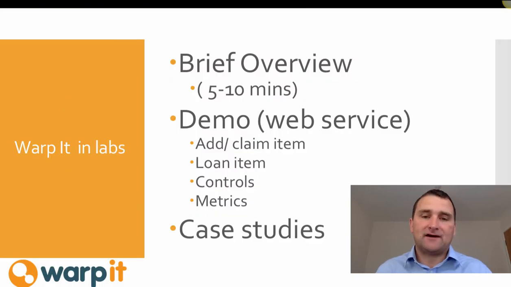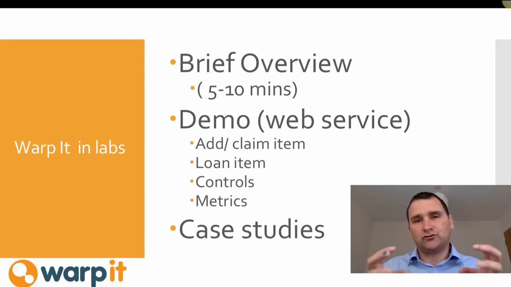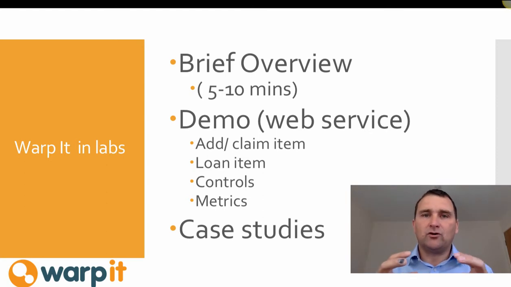daniel@warp-it.co.uk. In the next 5 to 10 minutes, I'll give you a brief overview about how Warbit works and how it's being used in labs. I'm then going to go into a bit of detail and actually demonstrate the web service. I'll show you how to add and claim an item with regards to being in a lab, how to loan items out, and the controls that are there to stop anything going wrong and reduce risk. I'll also talk a little bit about the metrics and the KPIs that the system generates. And then we'll jump into some case studies.